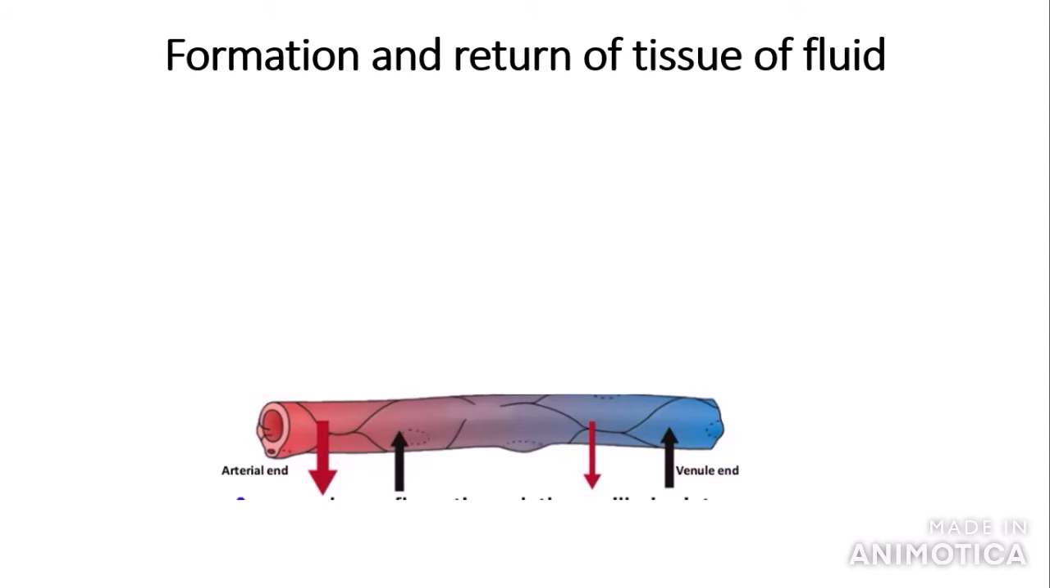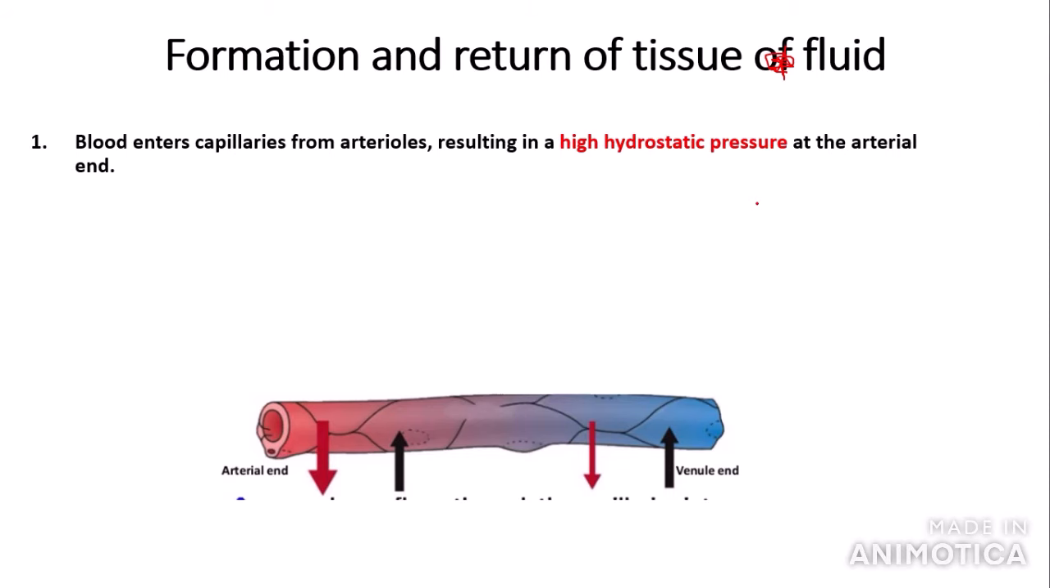So the last thing that you need to know for this topic is the formation and return of tissue fluid. So what is tissue fluid? When blood enters capillaries from the arterioles, there is an increased volume inside the capillaries. This results in a high hydrostatic pressure, so a high pressure of liquids. This is at the arterial end. Now the arterial end is kind of like the start of the capillaries, so when the arterioles branch off into capillaries.